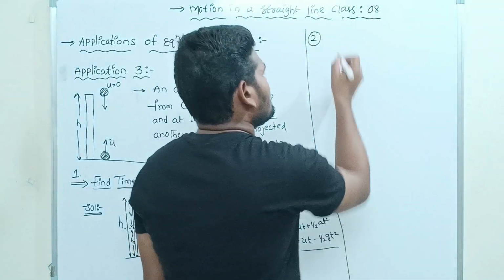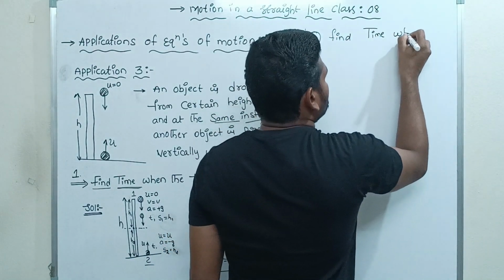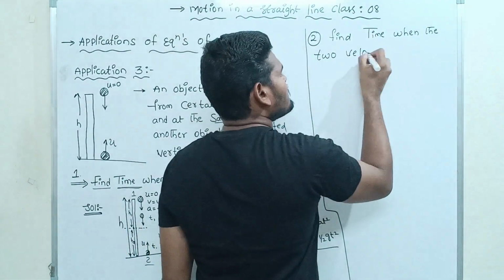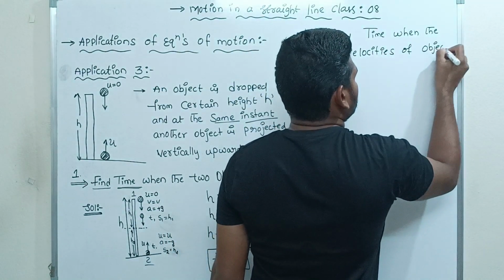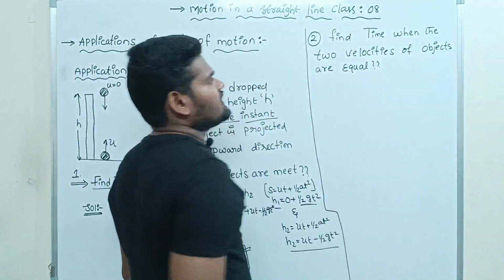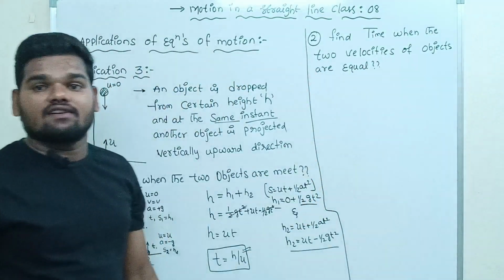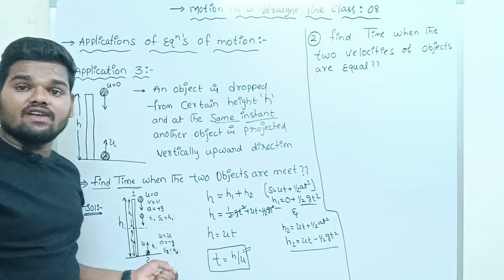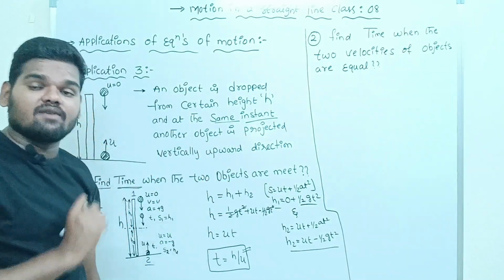The second one is to find the time when the two velocities of the objects are equal. What they are asking is this: this object is moving with a certain velocity and this object is also moving with a certain velocity. At what time do the two velocities of the objects become the same? We have to find that.